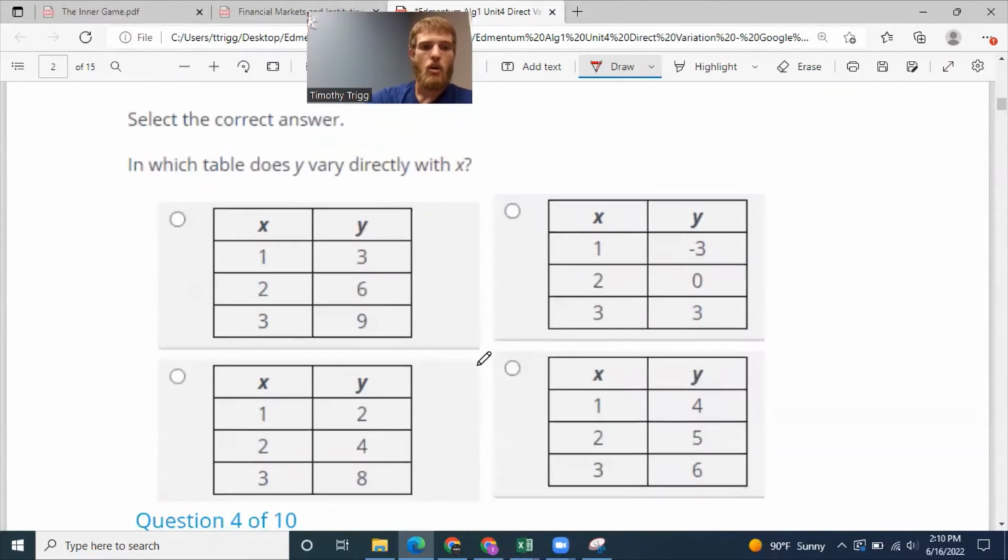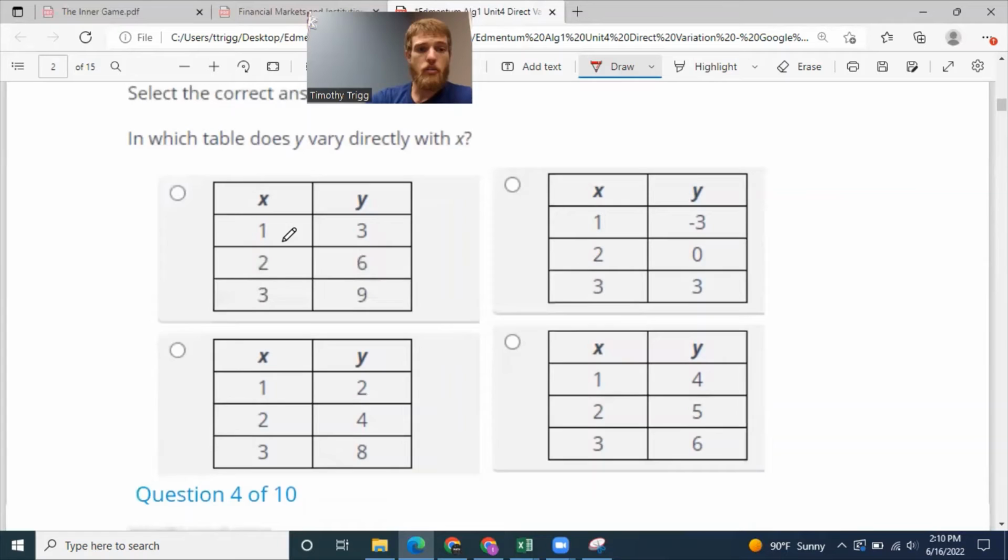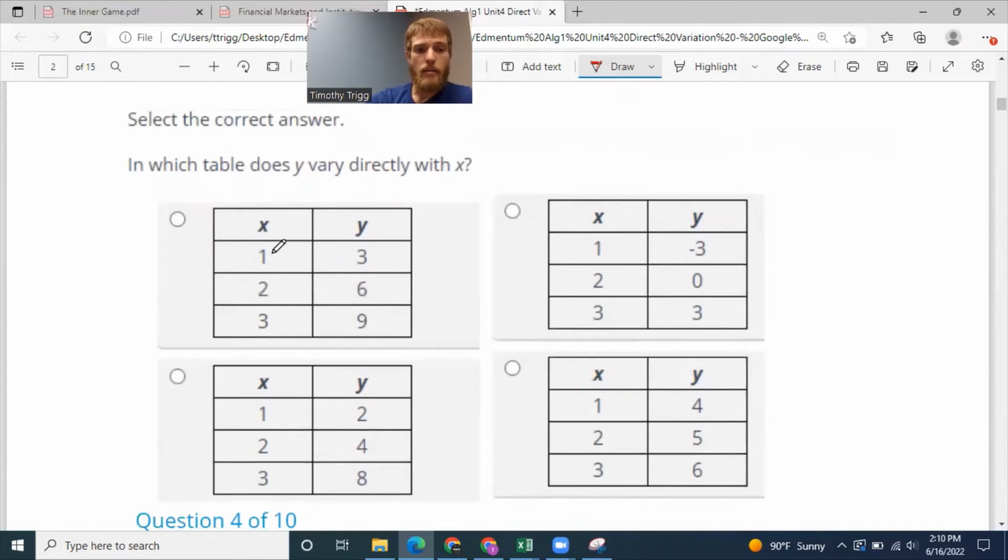Let's move on. In which table does y vary directly with x? So a couple things we want to see is that it's multiplied by the same thing each coordinate point. So let's go ahead and look at this first list. 1 times what gives me 3? So what's the value of k? So 1 times what value of k to give me 3? Well, hopefully you know that one. That's 1 times 3. So for this first coordinate point, we could see that k would be 3.